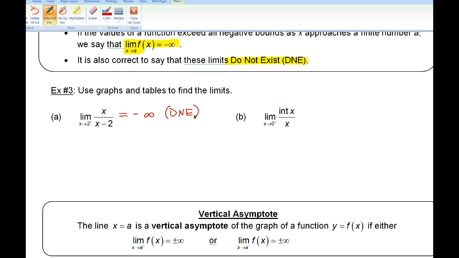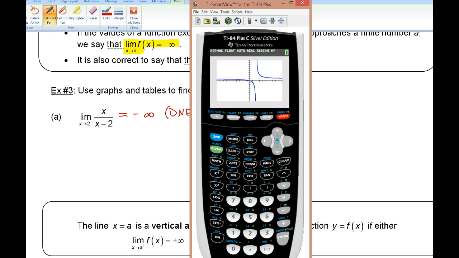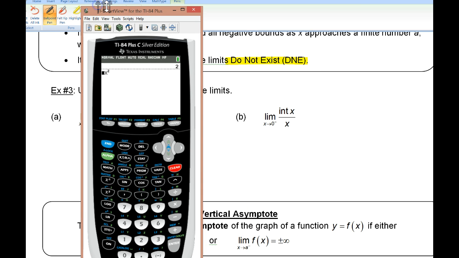Just clarifying, if we did just write DNE and not negative infinity, it would be fine. All right, good about that one. Next one has that greatest integer function we were talking about. So let's graph that. It's kind of like rounding down. I mean, that's the easiest way to think of it. It rounds down to the nearest integer.